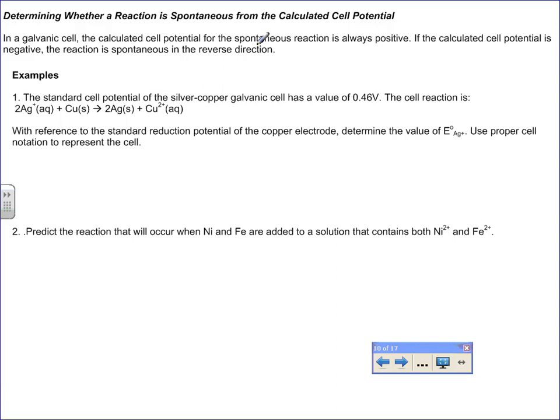So in this case, the copper is actually being oxidized, so it's the anode. So you've got copper in a copper solution connected by a salt bridge to a silver solution with a silver electrode. So that's the proper cell notation.